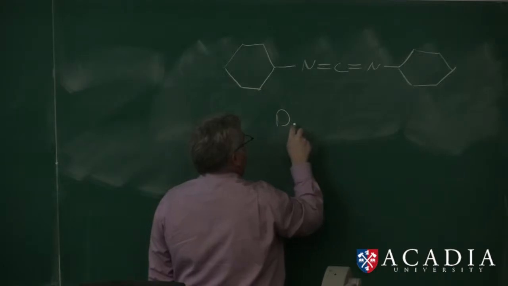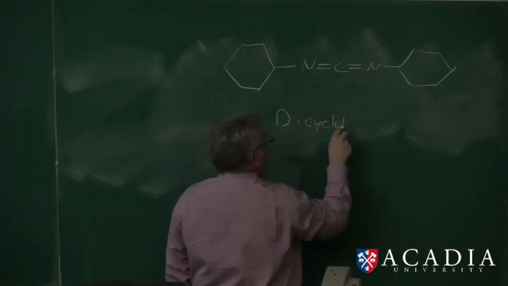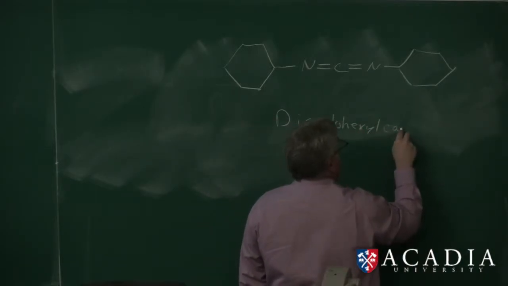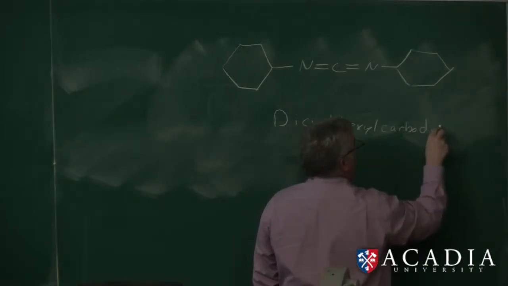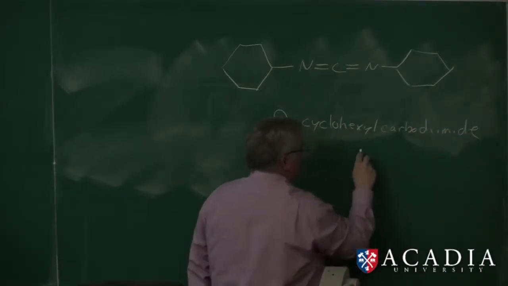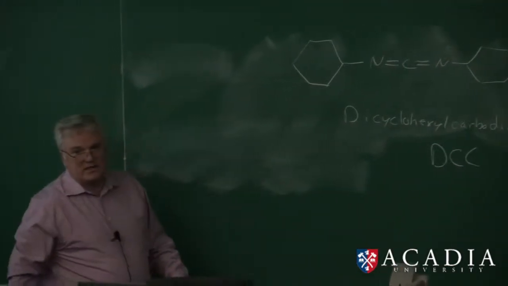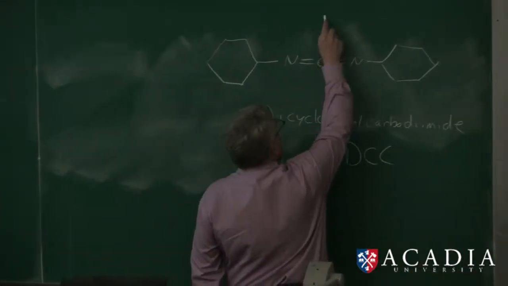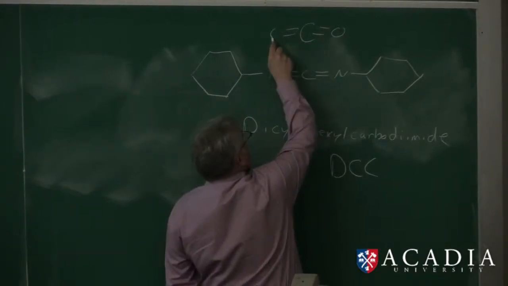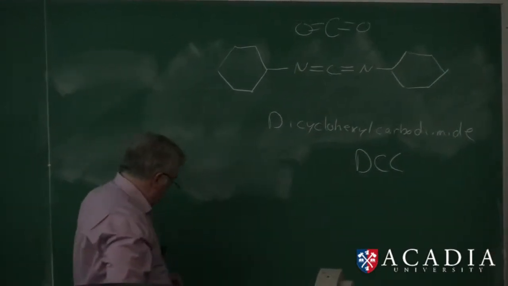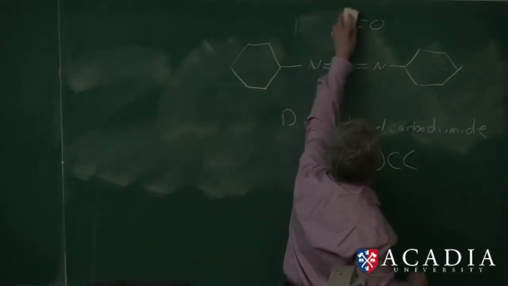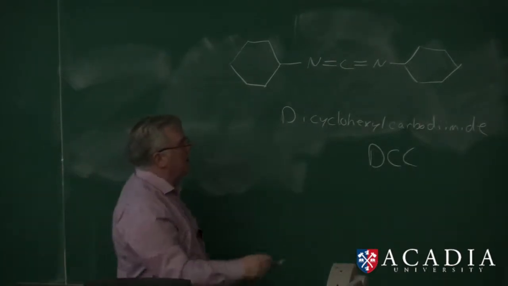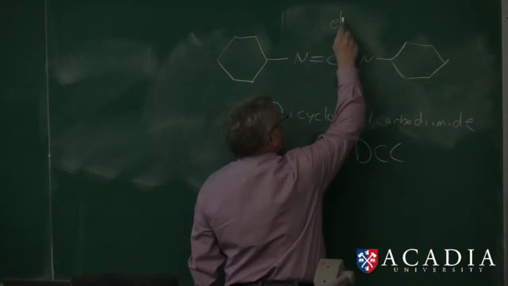So this is dicyclohexylcarbodiimide, and we usually just call it DCC. If you take a look at this, this is isoelectronic with carbon dioxide. Okay. Now, why is this important? Well, we have nitrogen, which is somewhat electronegative. We can draw resonance structures, but we can see that this is an electrophilic carbon.